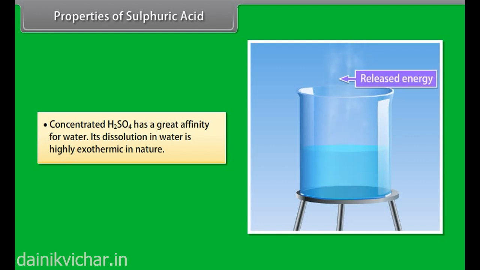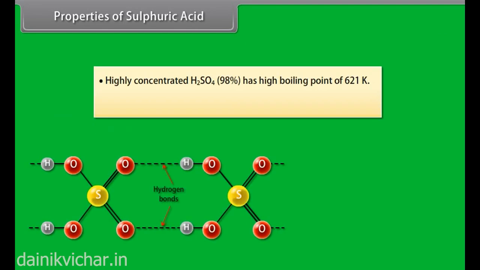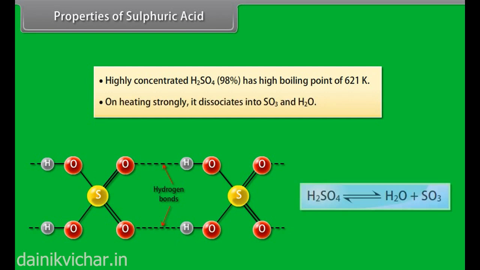Highly concentrated H2SO4 has a high boiling point of 621 Kelvin. It shows that H2SO4 has an associated structure due to hydrogen bonding. On heating strongly, it dissociates into SO3 and H2O. Uses of sulfuric acid.